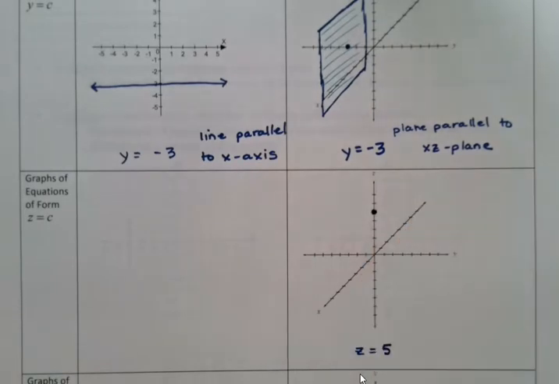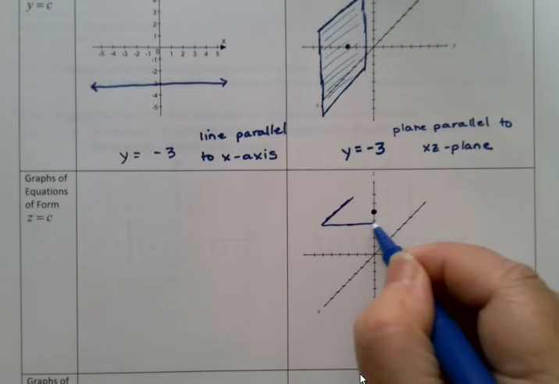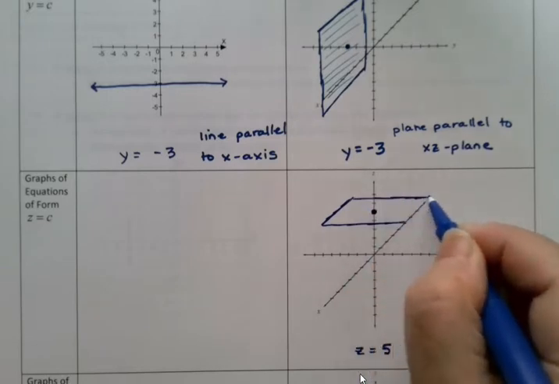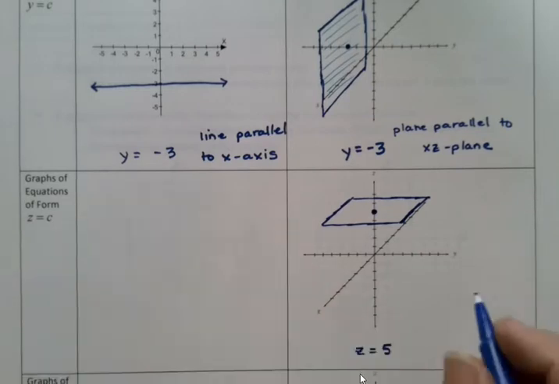there's the z-intercept at z equal 5. And this graph would consist of all of the points that have a z value of 5. X can be anything, y can be anything. So I'm going to end up getting a horizontal plane up here that's parallel to the xy plane.